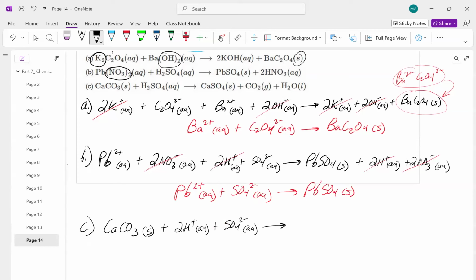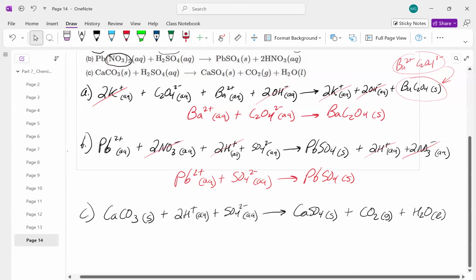All right, now I go to the products. I have calcium sulfate. It says solid, so I do not break that apart. The next product is CO2 gas. I'm not going to break that up. That's not even an ionic compound, so I definitely would not break that up into ions. And then the same thing with water. Water's not an ionic compound, so I don't break it up at all. And that's what my complete ionic equation looks like.